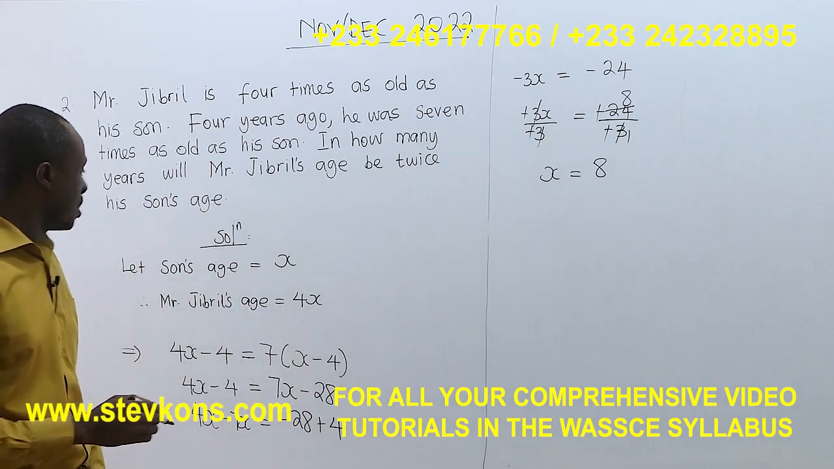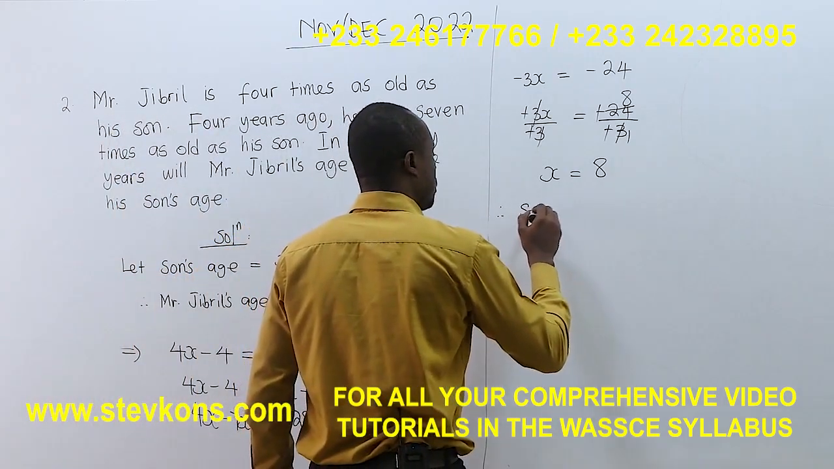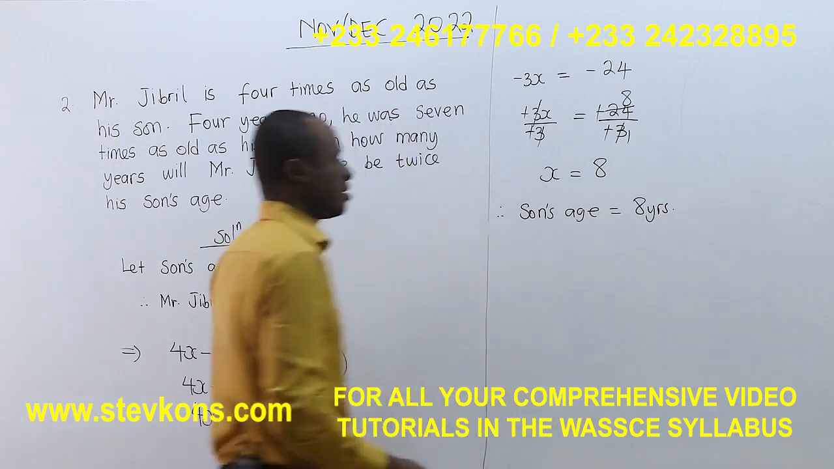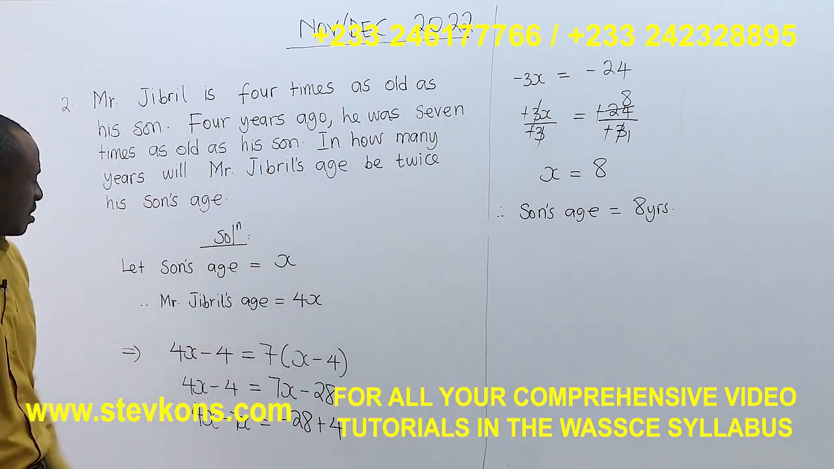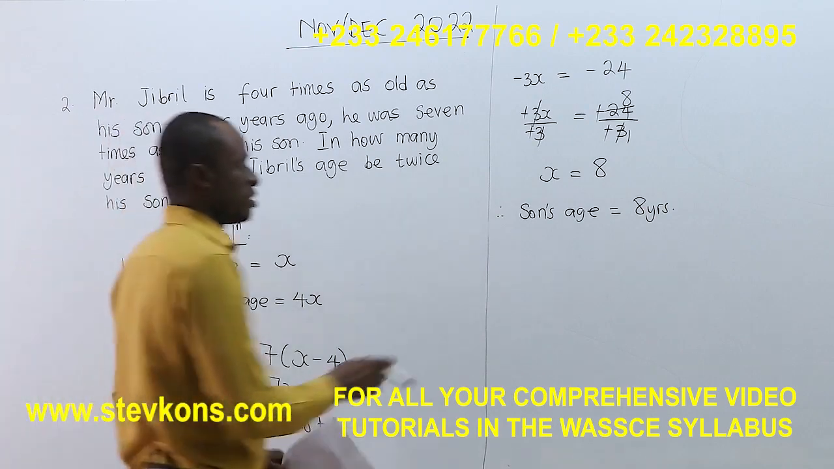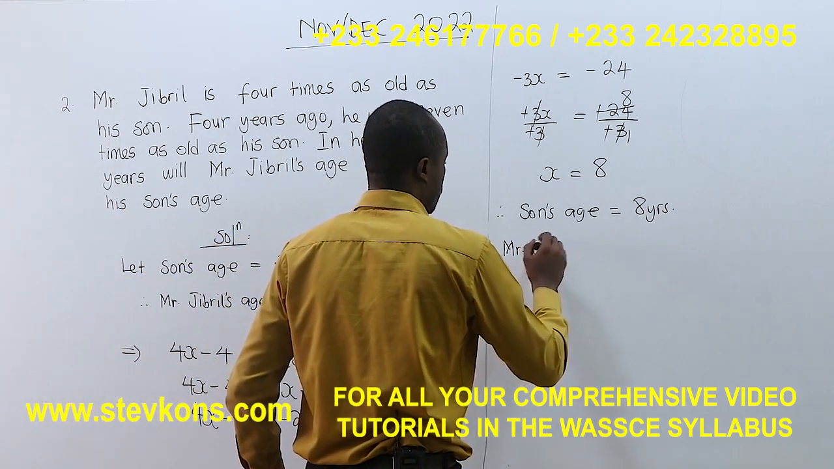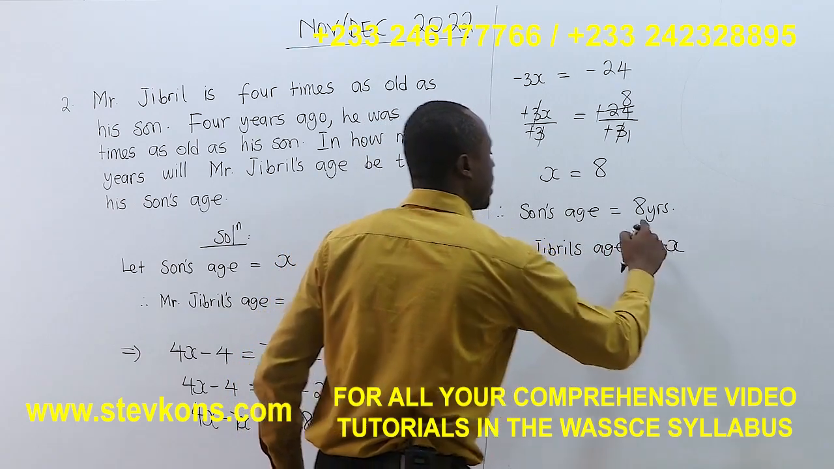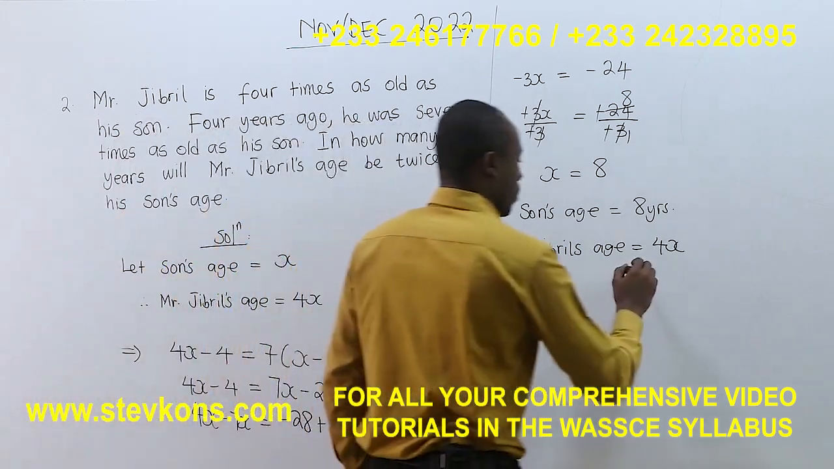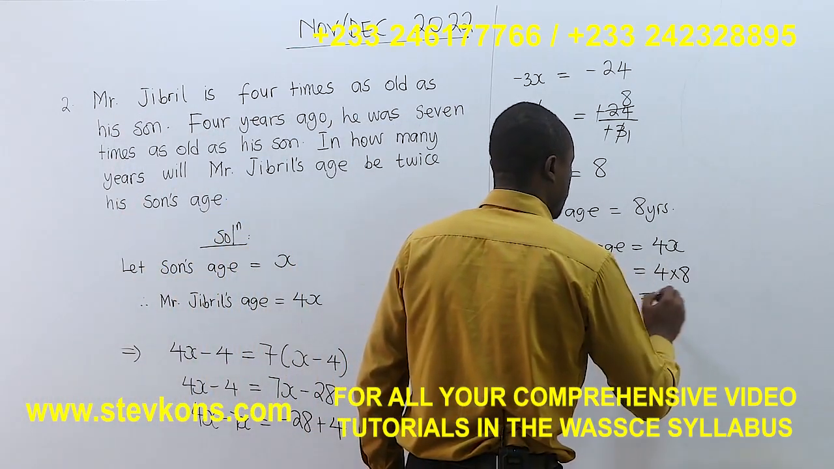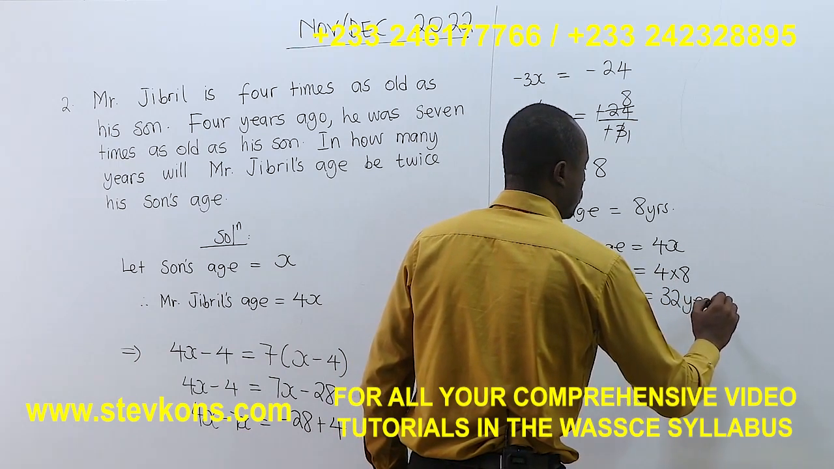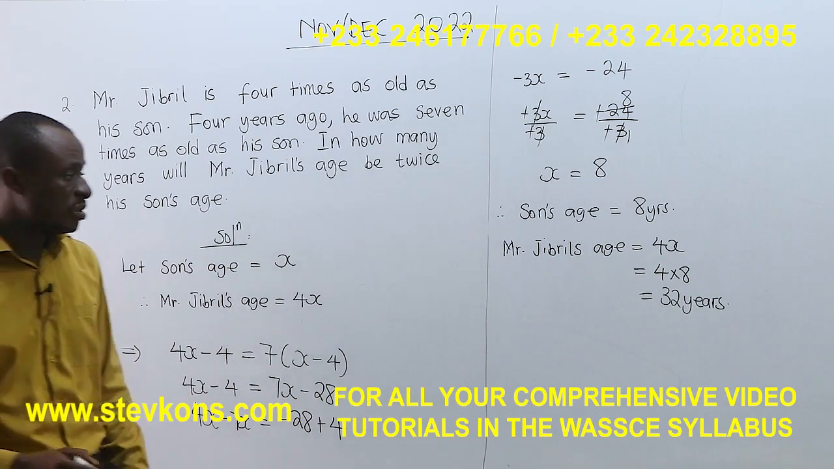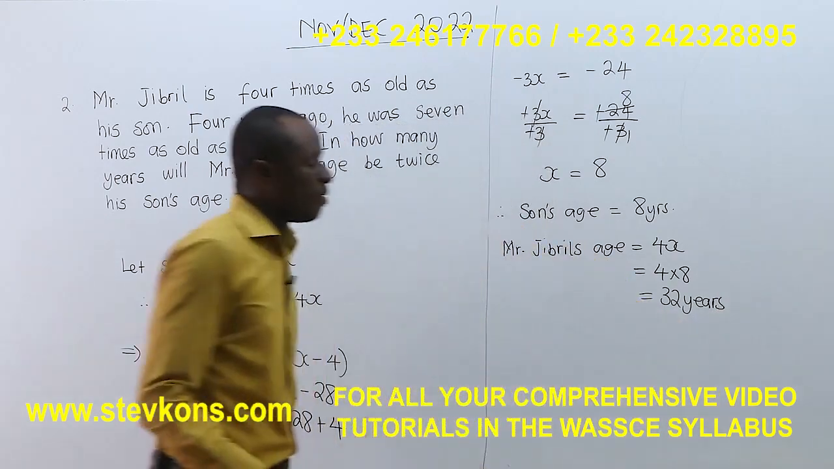X equal to 8. Therefore, the son's age is 8 years. Son's age is X, that's 8 years. Mr. Jibril's age, that is 4X. But what is our X? Our X is 8. So we have 4 times 8. What is 4 times 8? That's 32. Yes, 4 times 8, and we have it to be equal to 32 years. Wow.